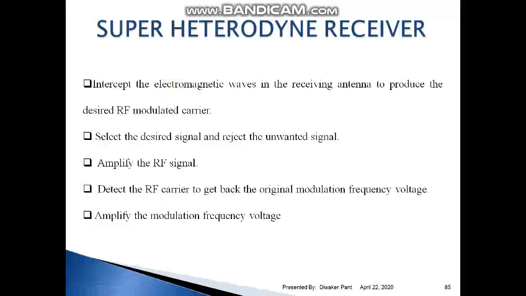A receiver is used for intercepting the electromagnetic waves in receiving antennas to produce the desired radio frequency modulated carrier. Second thing is to select the desired signal and reject the unwanted signal. It is not always that only our desired signal is there; some unwanted and undesired signals are also there, so we have to reject those signals and select our desired signal. So this is also a function of a receiver.